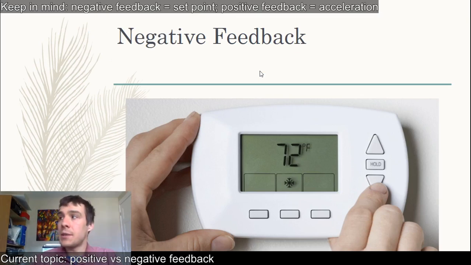We're talking about positive versus negative feedback. Just keep in mind up here, negative feedback is what we normally use to keep a set point, and positive feedback will produce some kind of acceleration. So typically we want negative feedback.